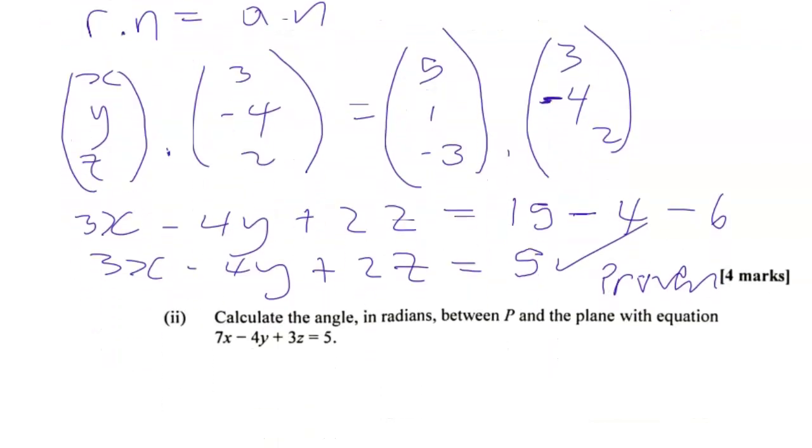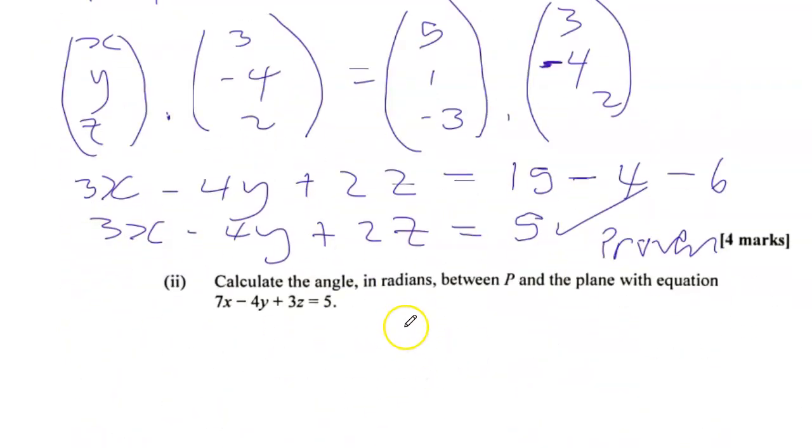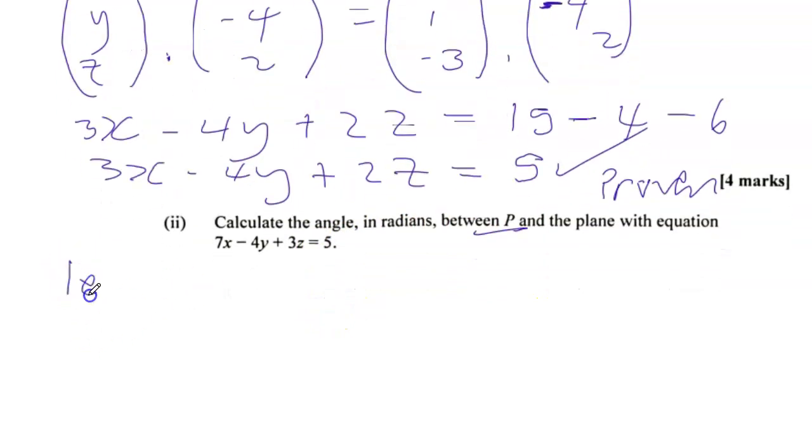Same thing. Calculate the angle in radians between P and the plane with the equation. So what was P again? P is a plane. Alright, so we're finding the angle between two planes. So P is this plane that we have just found, and we have another plane here, 7x minus 4y plus 3z is equal to 5. So let theta be the angle between the planes.